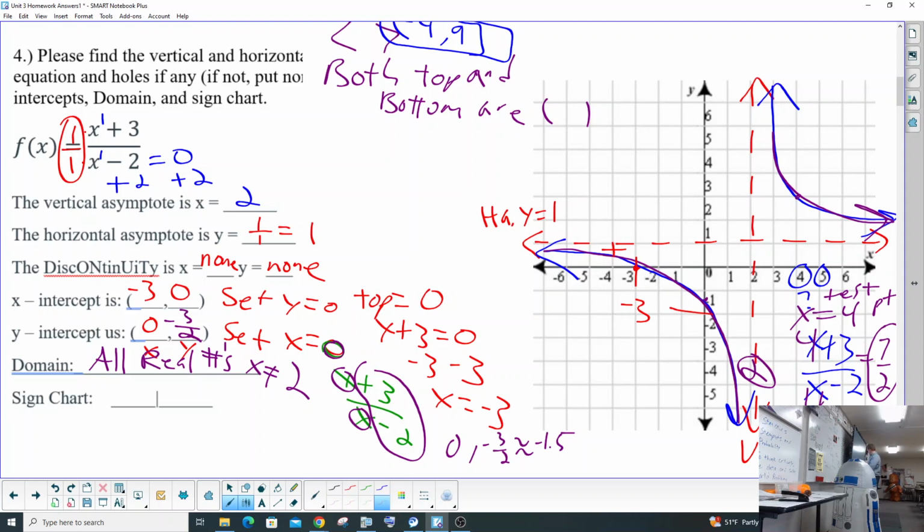Let's do it in a different color. Green. So here we're barely above the x-axis, then below the x-axis down here, and then above the x-axis. So our sign chart for this one would be above, and then below, and then above again. Where does it change from above to below? It changes at the x-intercept. Where does it also change? At negative 3 it goes above, then below, then the vertical asymptote, and then above. So the vertical asymptote is where the other number is.